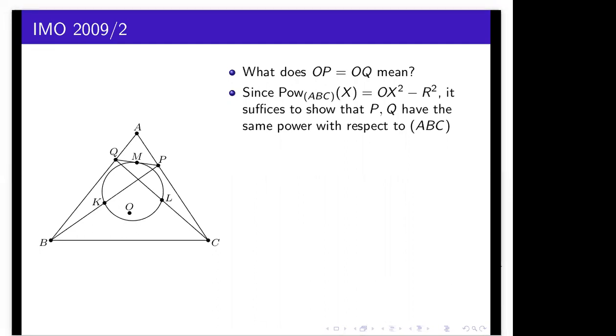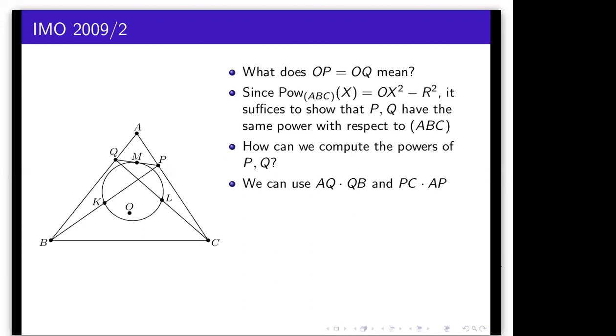But P and Q actually have really nice representations of their power. In particular, the power of P is AP times PC, and the power of Q is AQ times QB. So it suffices to show that these two products are equal. And now this looks a lot simpler. So first of all, can we compute CP and BQ?